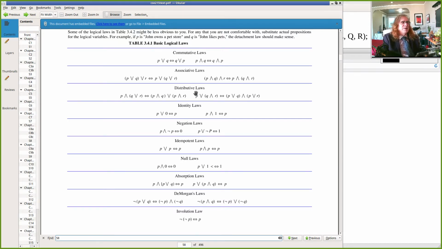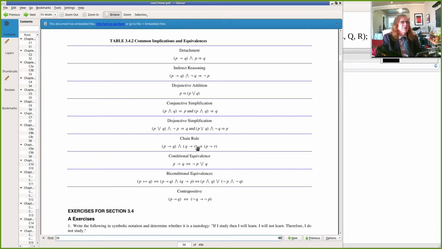All right, so these are logical laws. These are common implications and equivalences. I call these rules of inference. But these are things like, you know, given if P then Q and P, we can conclude Q. Given if P then Q and not Q, we can conclude not P. Right? That's the contrapositive, indirect reasoning. So all of these things, right?